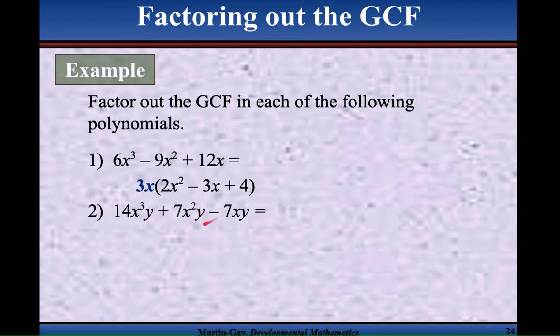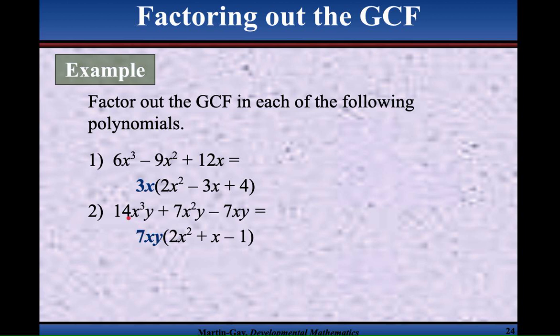So the second example I'd like to show you is where I have 14, 7 and 7 as my numbers. Notice I'm ignoring the variables at first. I'm just figuring out the numbers and thinking of the greatest common factor. 7 goes into each one of these terms, so I'm going to take out a 7. Looking at the x's, I've got an x here, here, and here, so I can take out an x. The lowest exponent is a 1, so I'm going to take 1x away. And I've got a y, so I'm going to take 1y out of all of them as well. So my greatest common factor is 7xy.